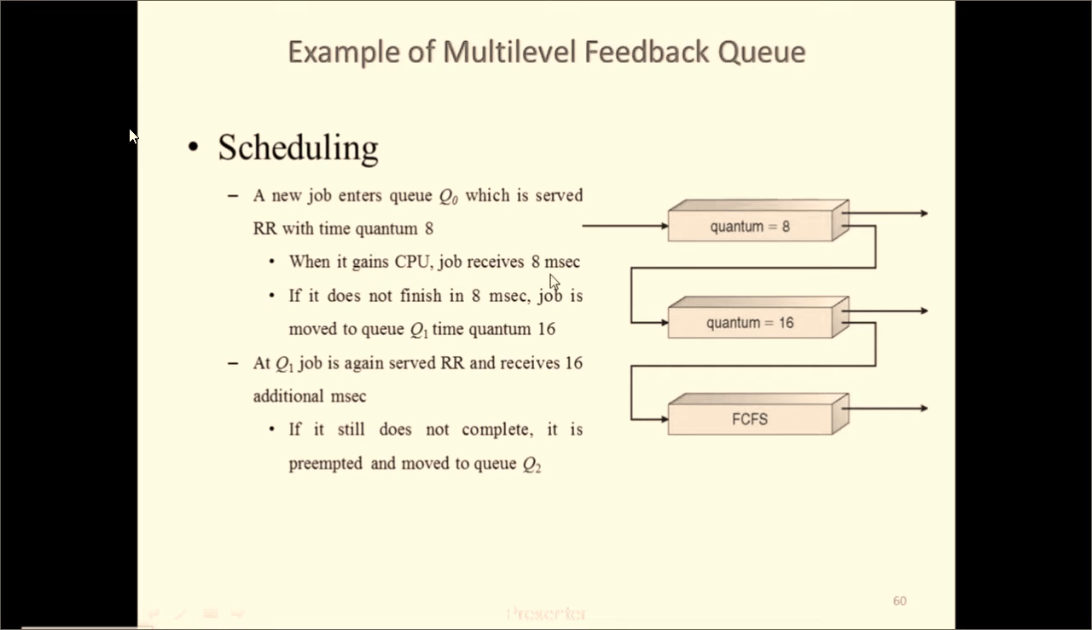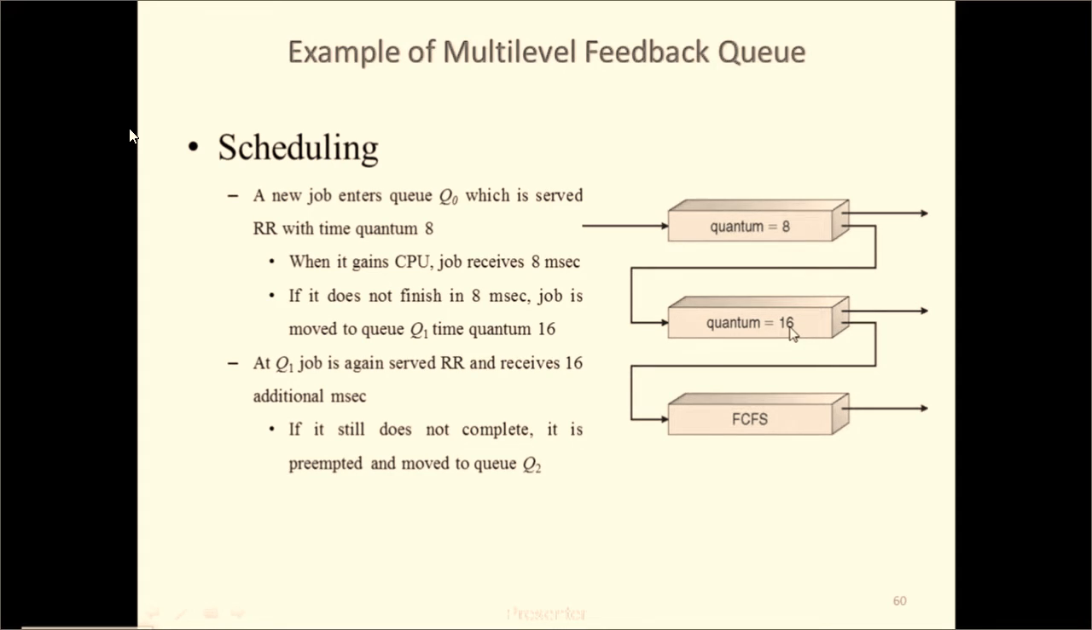So when a process gains the CPU, the job receives 8 milliseconds or whatever is the time quantum. If it does not finish in 8 milliseconds, the job is moved to Q1 with a time quantum of 16. At Q1, the job is again served in round robin fashion, but now the time quantum is 16 units of time, and it is now getting an additional 16. This addition is to the previous 8.